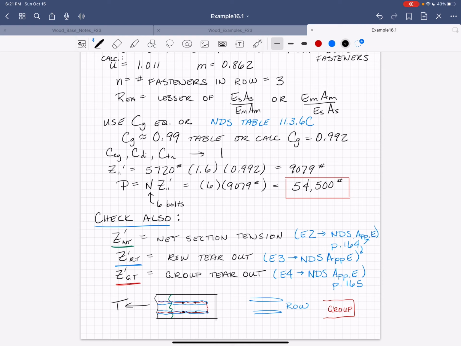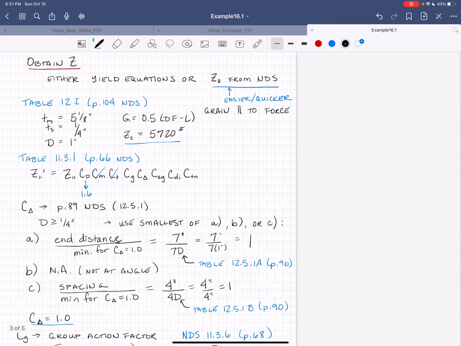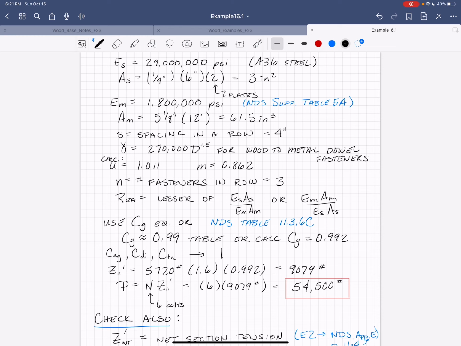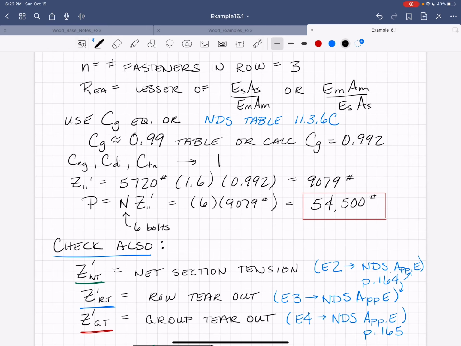The other values that were in here just don't apply in this case. So if I look at table 11.3.1 on page 66, you can see what values those are. In this case, this C sub EG is your end grain factor. C sub DI is your diaphragm factor, and C sub TN is a toenail factor. You can go in and read a little bit more about those, but those don't apply for the case that we're doing.